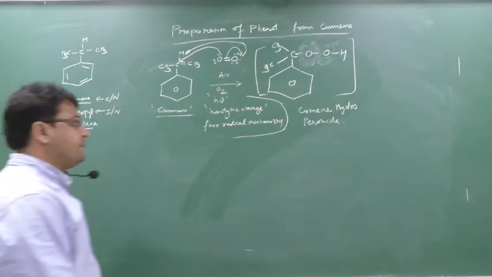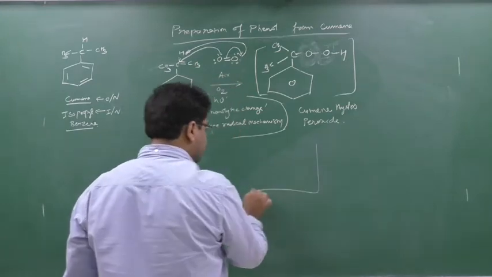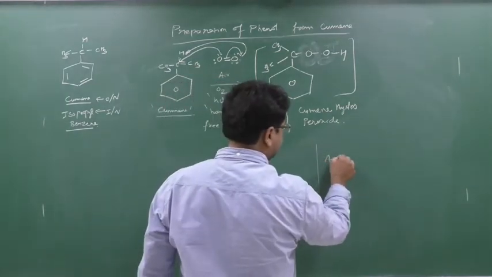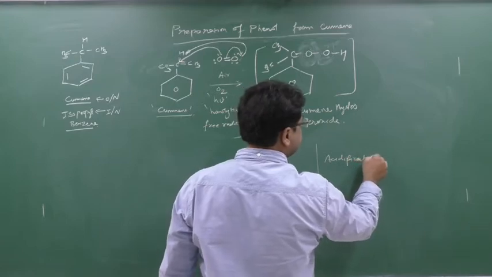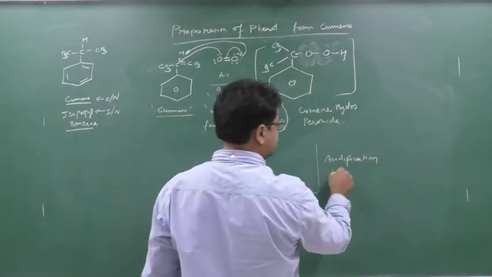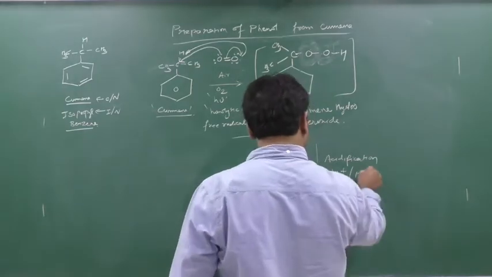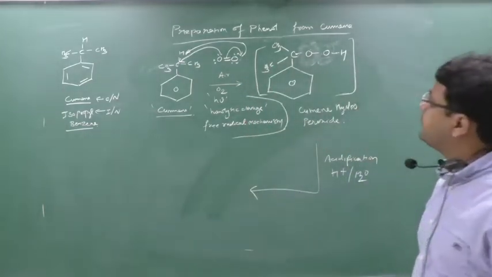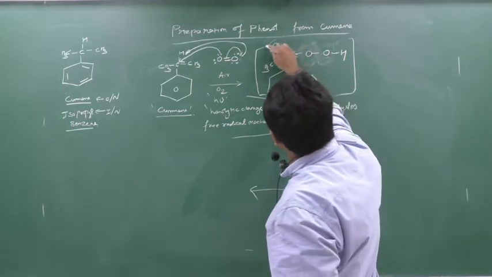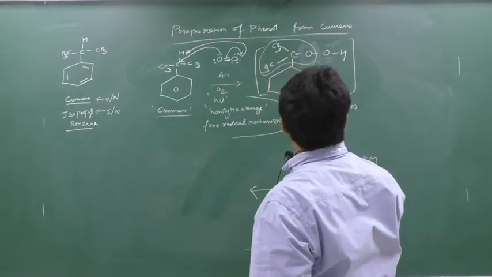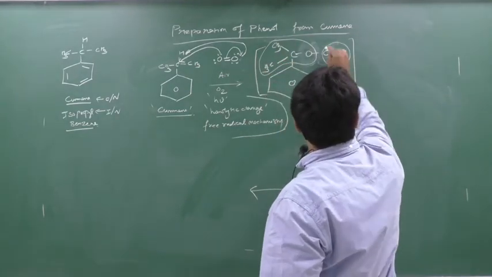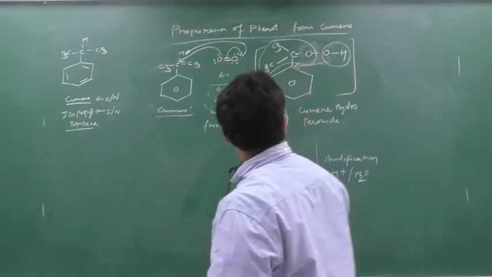Now in the second step, what will happen? In the second step we are doing the acidification. When I write down the mechanism, you will understand in great detail. So H plus in the presence of water. When I do the acidification, what will happen? This portion will come out, and this oxygen will attach to here. So what will you get?